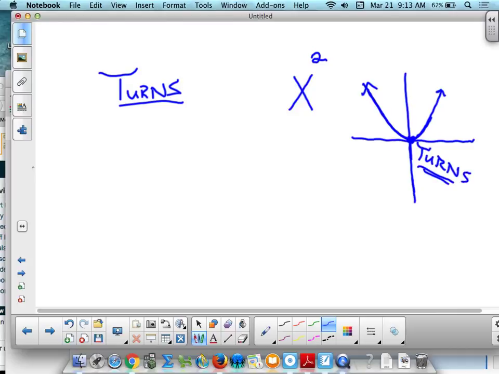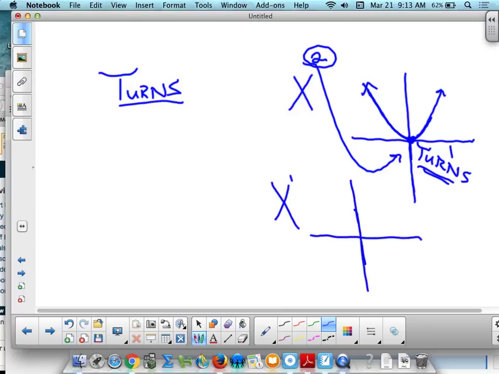Okay? Now, if you have second degree polynomials, it will turn how many times? Once. One turn. Okay. If you had x to the first, linear. Guys, do you remember a linear function is just a what? It's just a line. How many times did this line turn? 0. So x to the first has 0 turns. X to the second has what? 1 turn. So what would x to the n have?